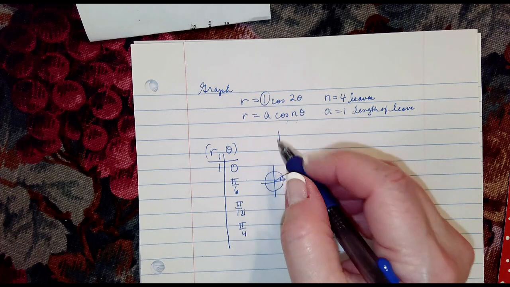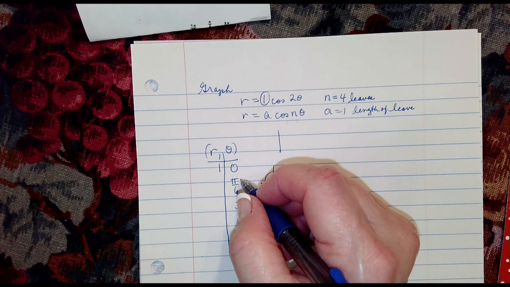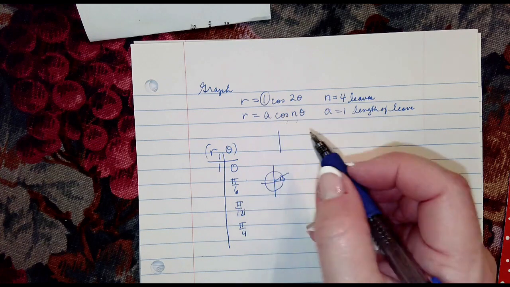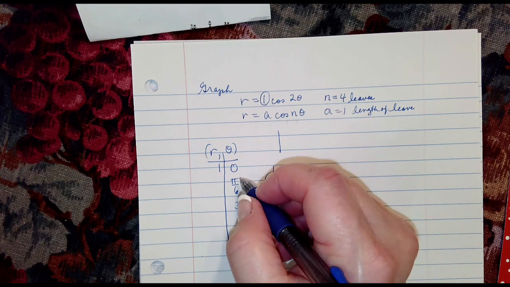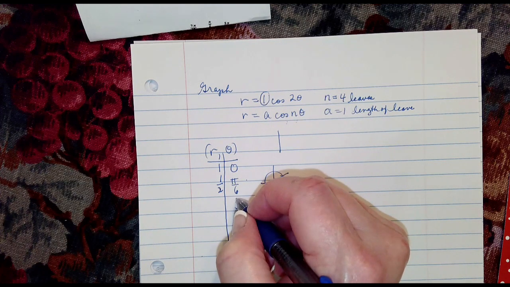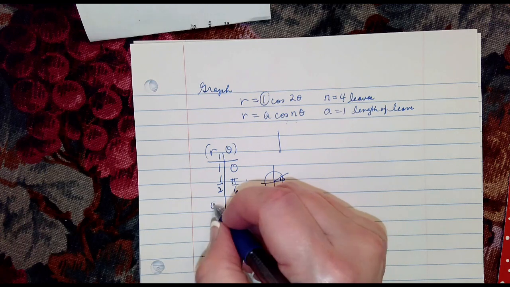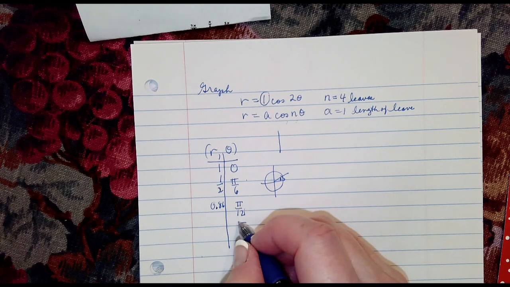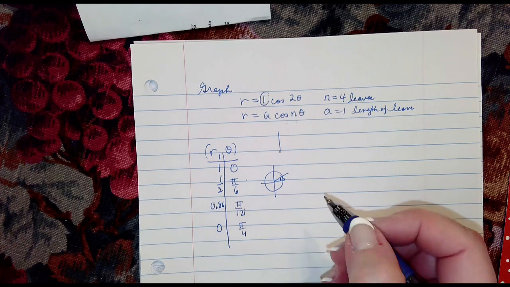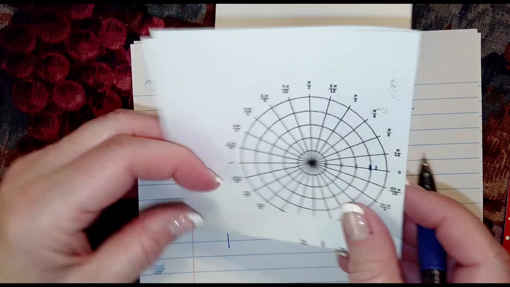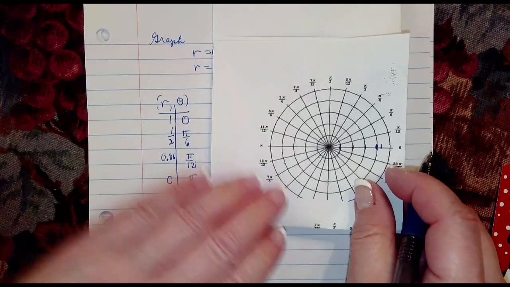And then our a is going to be what? Our a is 1. Okay? So pi over 6 comes out to be 1/2. Pi over 12, we plug it in, and we're going to get 0.86. And number 5, pi over 4, we're going to get 0. Okay, so everybody got those written down? So now we're going to graph them, see what it does for us.